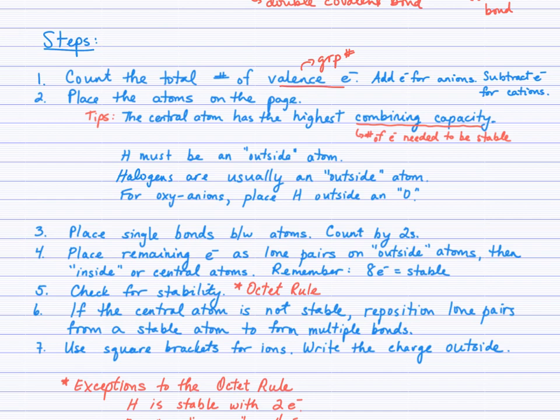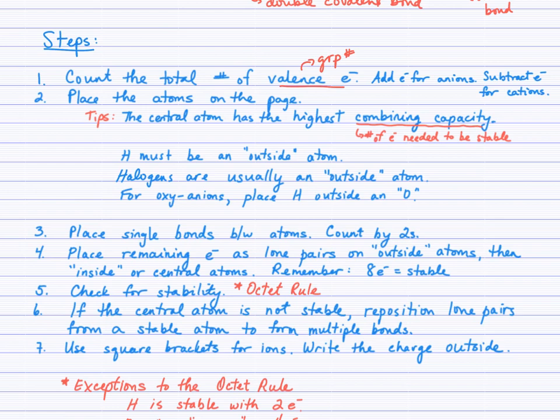Okay, the second step will be to place the atoms on the page, and this, experience will help, but definitely you can follow the rule that the central atom is the one with the highest combining capacity. What I mean by that is look at the atoms involved in bonding in the molecule, and whichever atom needs the most electrons to be stable will be the central atom.